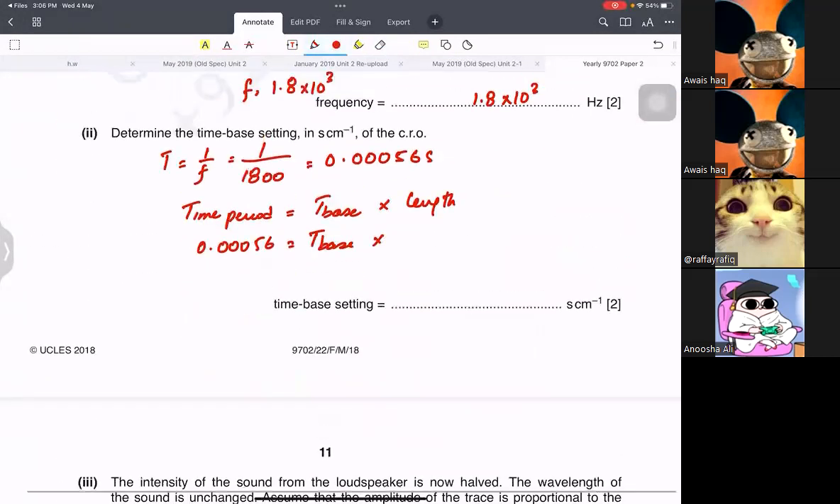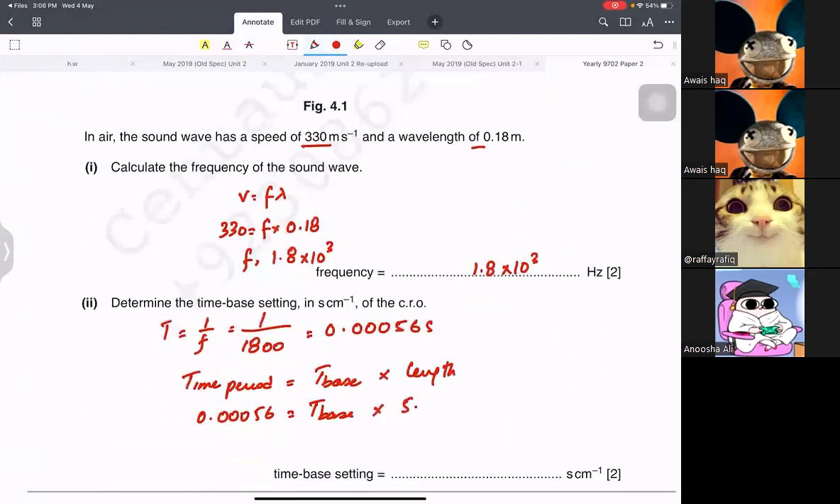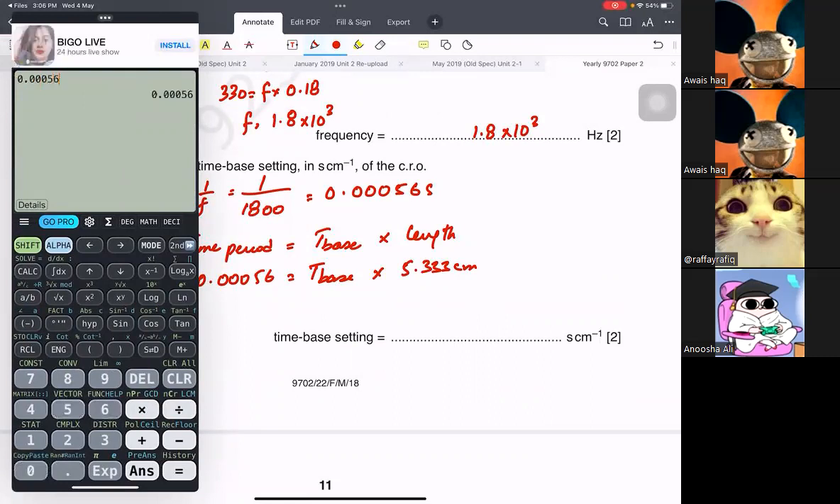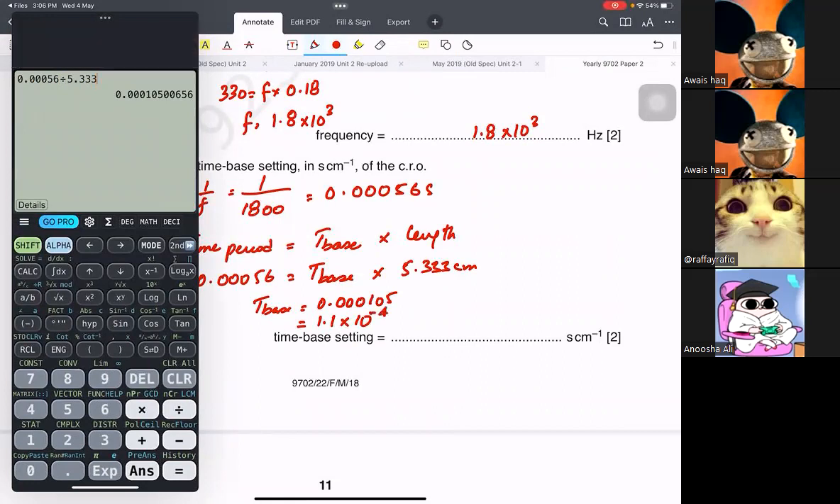Okay, so this is in centimeters. Now, you put it here, 5.333. You don't really need to worry about the significant figures unless you're writing the answer in the space below. So right now I got time base to be about 0.000105, and it could be written as 1.1 times 10 raised to power minus 4 seconds per centimeter. You can also write 1.0 if you want to and not convert it, that's fine.